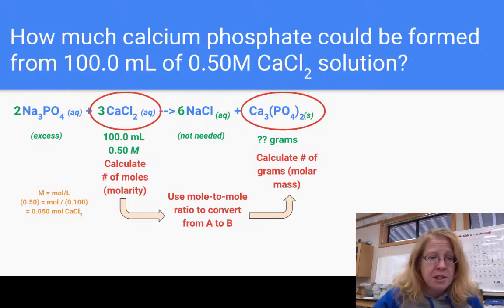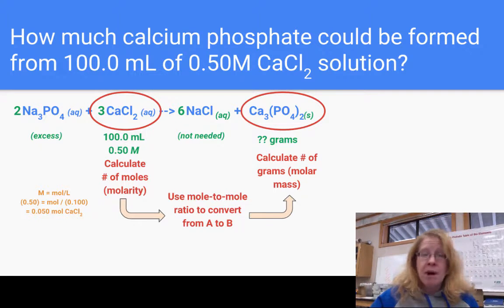So here's my calculations. So I'm using this information over here on this left. Here's my molarity information. I've got 0.5 molar equals the number of moles, which is what I'm solving for, divided by 0.1. Remember, you have to put it in liters, not in milliliters. So that's the move it over 3 decimal places. And I end up with 0.050 moles of calcium chloride has to be present in that solution.